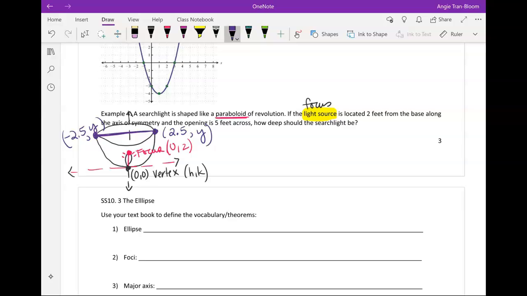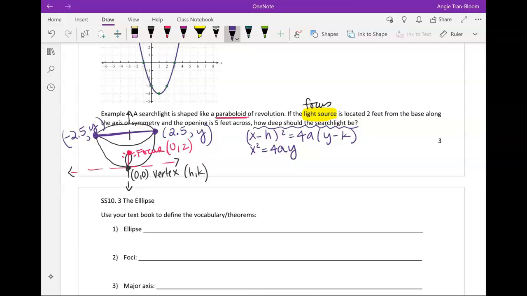So now what is it looking for? It says, how deep should the searchlight be? How deep means I'm looking for the height of this searchlight. I'm looking for the height means I'm looking for the y value. Since it opens up, let's put it back into the formula of a parabola. Opens up meaning that your formula is (x minus h) quantity squared equals 4a times (y minus k). Well, h and k are both 0 because the vertex is at 0, so x squared equals 4a times y, since k is also 0. If I can find y, then that would be my answer.